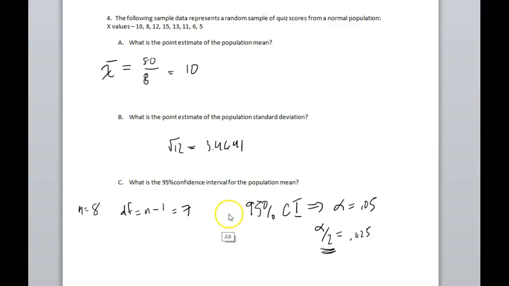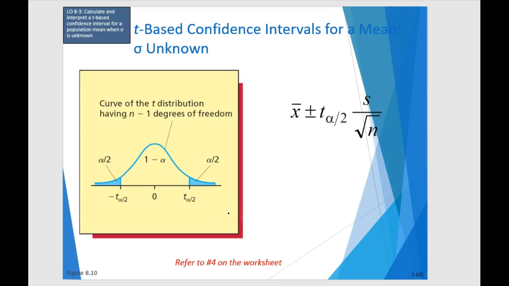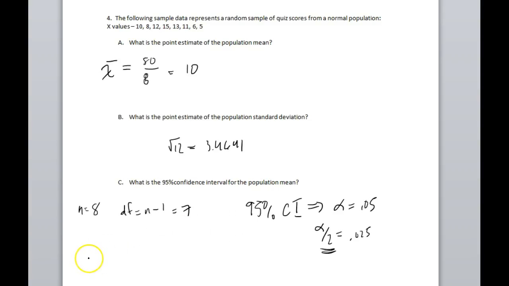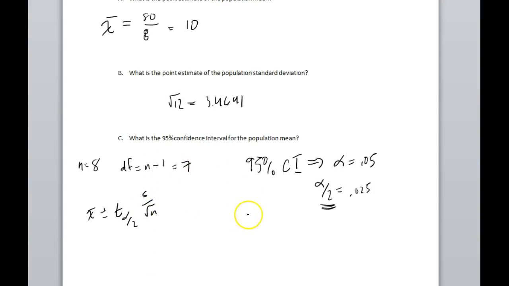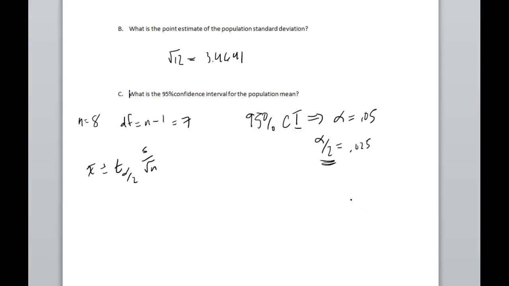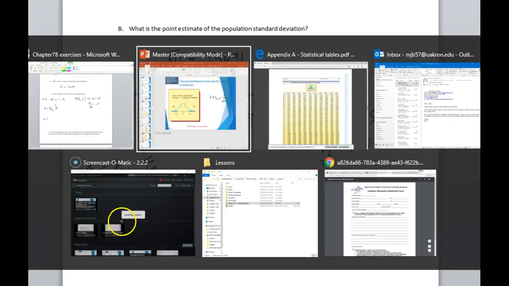So I would go back to our PowerPoint here, and we get X bar plus or minus T of alpha half times S over the square root of n. X bar we know is 10. That's going to be plus or minus this T of alpha half, so let's go find that. T of alpha half is going to be T of 0.025 with degrees of freedom of 7.